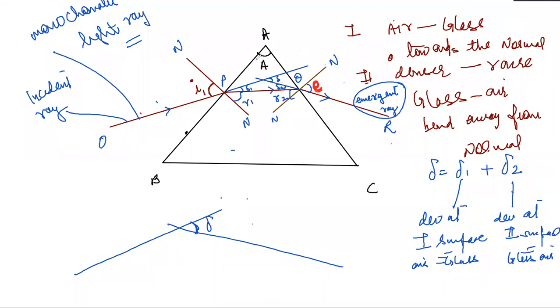Right, is that clear? Okay. So, what we should do further: in the prism, the ray of light suffers refraction at two inclined faces, AB and AC.